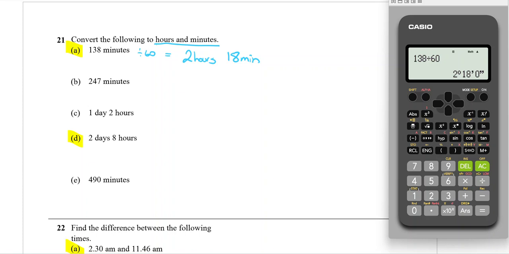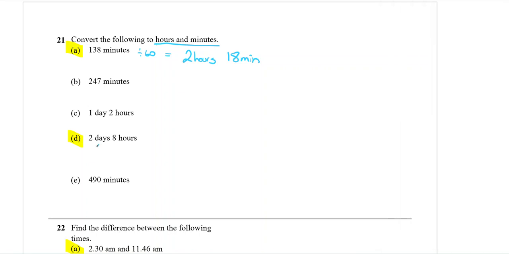2 days and 8 hours, but we're going into, remember, hours and minutes. Well, there's not going to be any minutes because we don't have anything that small. This is already in hours. I need to know what 2 days is in hours. How many hours in one day? 24. So if I times that 2 by 24, that will give me 48 hours, plus the extra 8 hours gives me 56 hours in total.